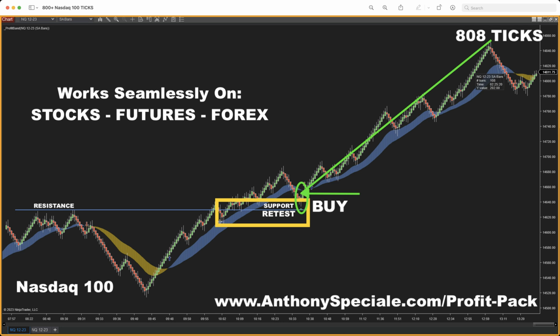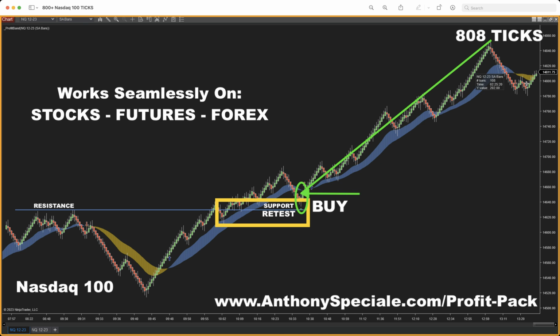Price tests it, rejects it, pushes through it, confirms it as support. We get that impulse, that correction through the profit band, the trigger candle prints, and we just start impulsing and correcting to the upside until we ultimately run out of steam $200 later. Guys, if you just kept managing the stop every time we retested or pulled through the profit band, you would have got stopped out up in this area with over 6, probably somewhere around 700 ticks.